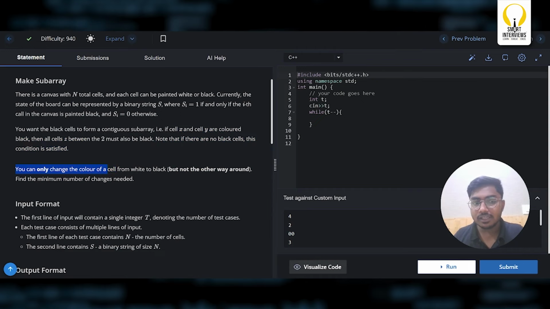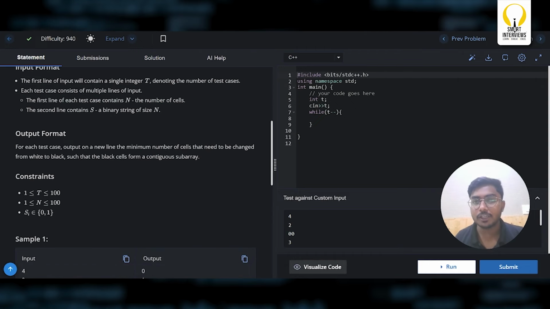You can only change the color of a cell from white to black. If it is a white cell, we can change it to black, but not the other way around. We cannot change a black cell to white. That is not possible. Find the minimum number of changes needed here. What is the minimum number of changes needed to make a contiguous subarray of cells black? If there are no black cells in the canvas, the condition is already satisfied.